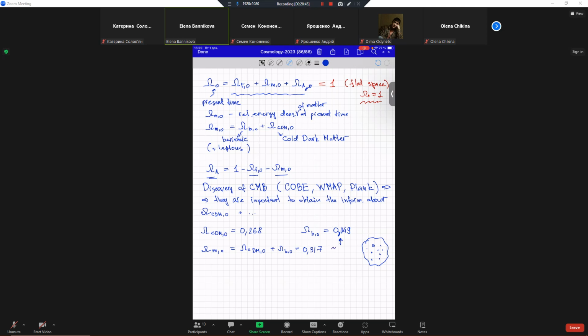So approximately we can consider 0.3. And omega lambda will be 1 minus omega matter 0, to make the whole budget 100%, unity. So it will be approximately 0.7. Or much more precise, so I will put it here to tell.